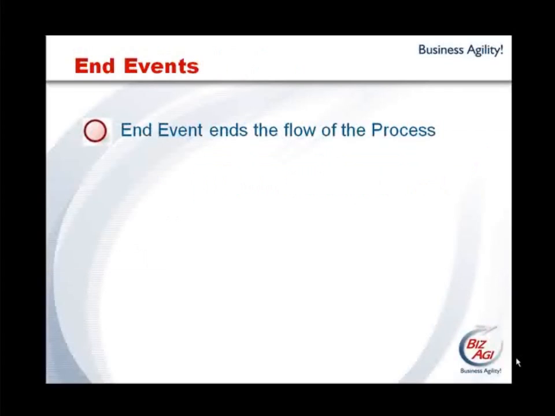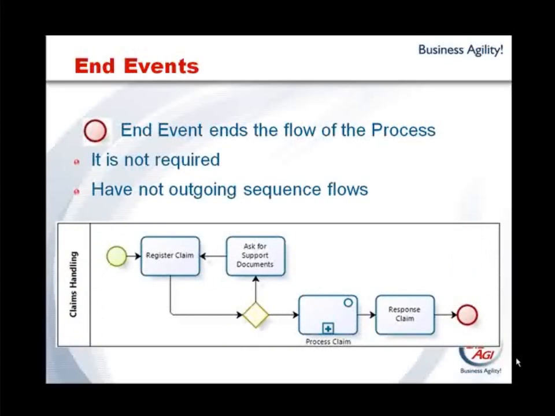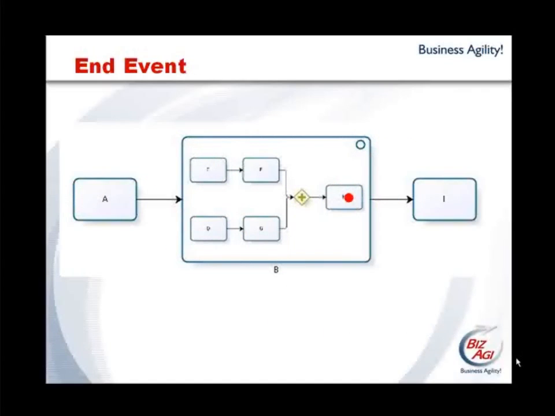End events indicate that a process flow or a sub-process has reached its end. It is not obligatory to use it, and it does not have outgoing sequence flows. Some of the established notation rules for end events are: if an end event is not used, then all the figures that do not have outgoing sequence flows indicate the end of the route of the process.